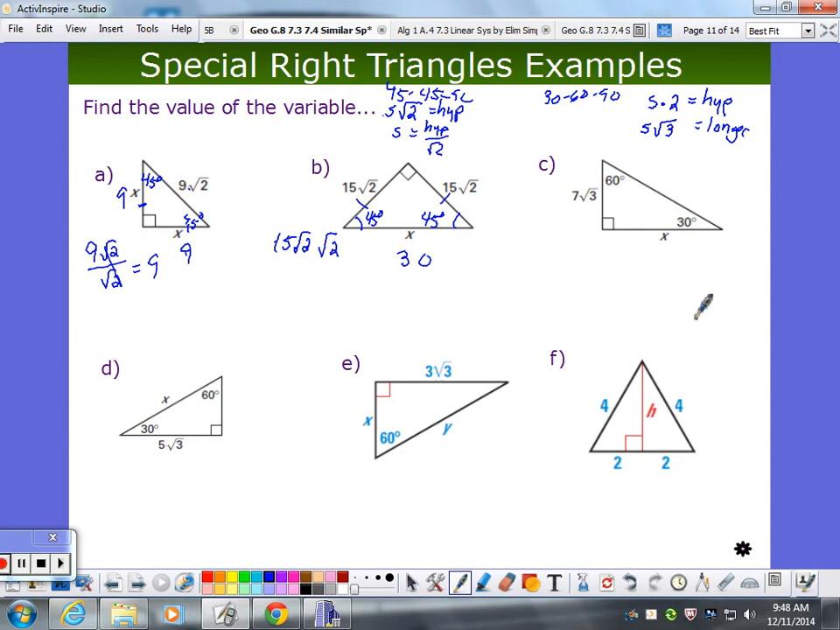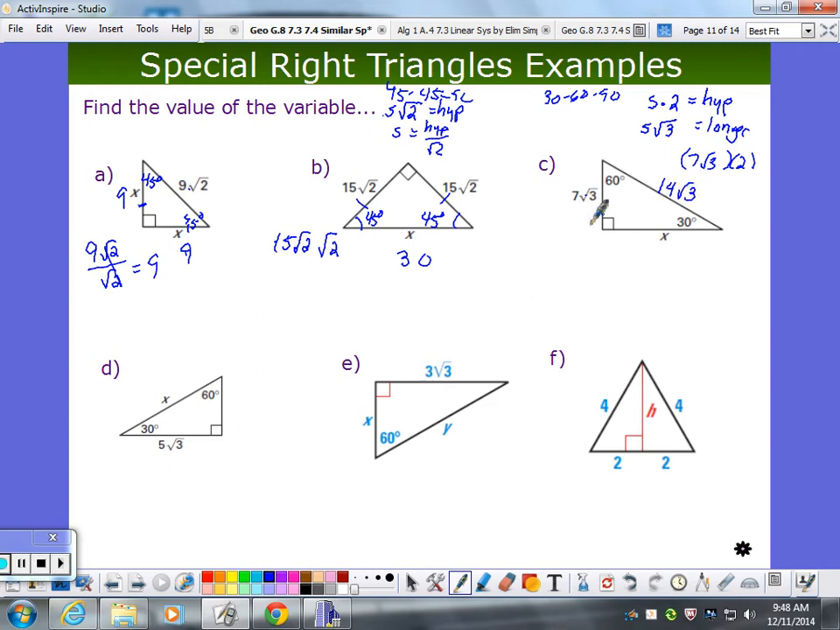So it looks like I have a shorter side. I know the shorter side. If I multiply it by 2, I will get the hypotenuse. So what is 7 rad 3 times 2? 14 rad 3. Okay, so that would be that one.